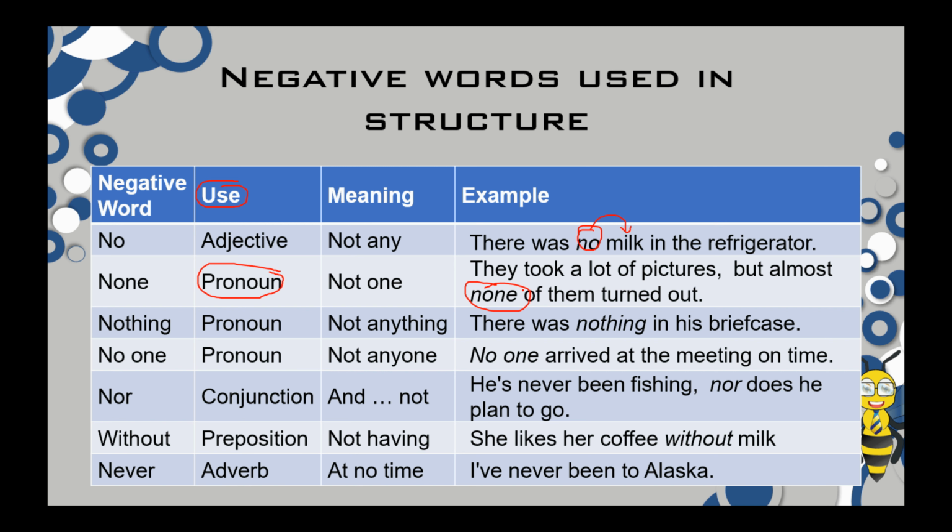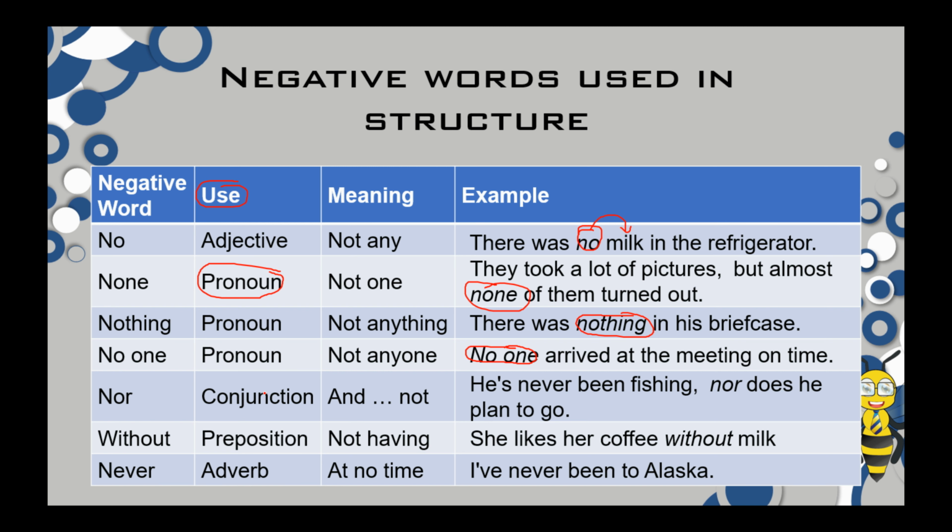Nothing is also a pronoun. I said there was nothing in this briefcase. One more time, it's the object of the sentence. No one is also a pronoun, and here I am using it as the subject of the sentence. No one arrived at the meeting at no time, on time.